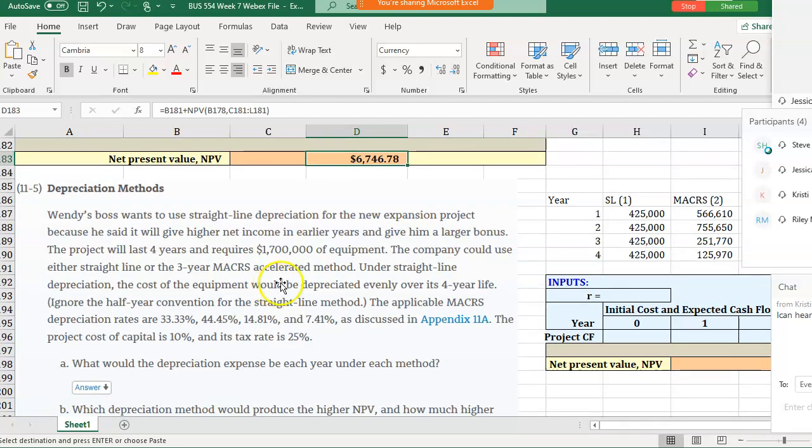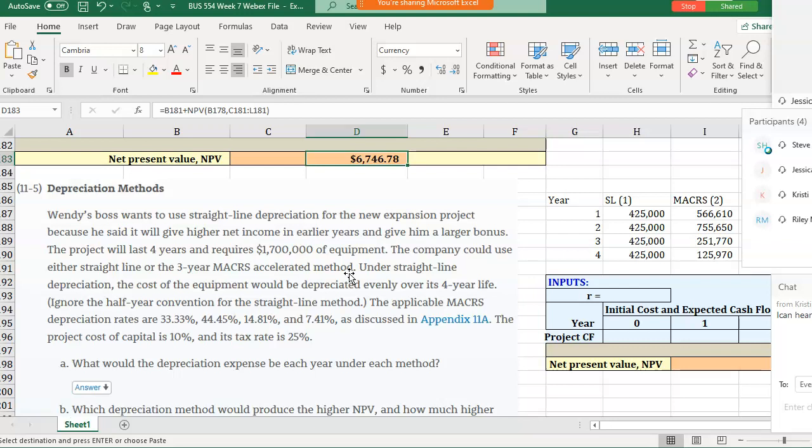For this one, it's called depreciation methods, and this is just to help us visualize and understand the importance of depreciation when it comes to determining what cash flows will be and net present value. This one's a little bit tougher, but I think I'm giving you a really good model to follow right here. And I think that'll help you out when you get some questions like it in your homework.